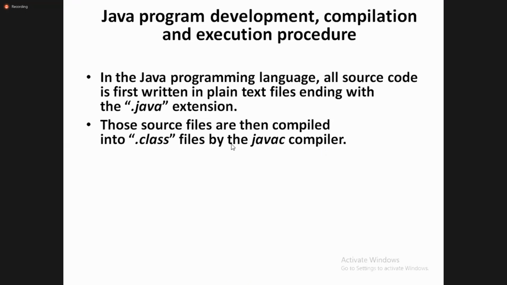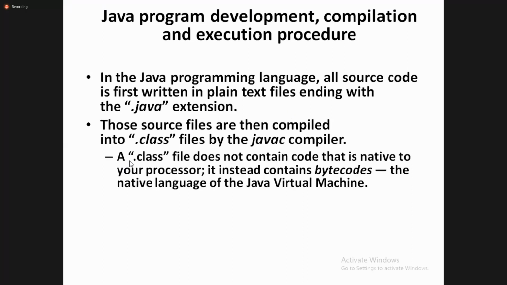Are you visualizing the previous diagram? Visualize. Don't read the theory point, visualize the diagram. Then what does a .class file contain? A .class file doesn't contain code that is native to your operating system and processor. It instead contains bytecodes, the native language of the Java virtual machine. Compilation completed. Now come to the execution phase.